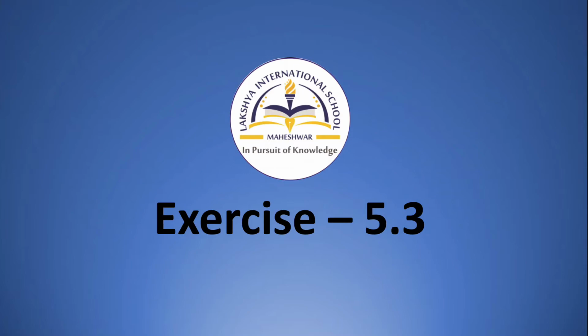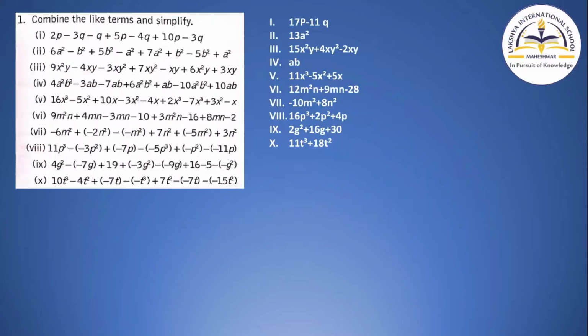Now on the basis of these topics we will see exercise number 3. Question number 1: combine the like terms and simplify. Question number first: 2p minus 3q plus p minus 4q plus 10p minus 3q. First we will see the p terms. What are the p terms? This one and this one. Now we will write 2p plus 5p plus 10p. Now how many p are there? 10 plus 5 is 15, 15 plus 2 is 17p. 17p.